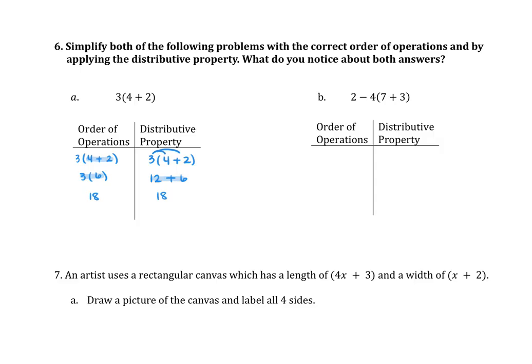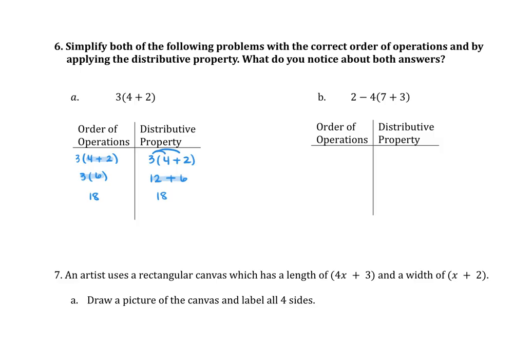So technically, if I have a problem where it's all numbers in the parentheses, I could actually choose which method I want to do it by. Now, it's typically a whole lot easier to do it as order of operations, but I could technically do distributive property if I wanted. Okay, so let's try one more just like that.